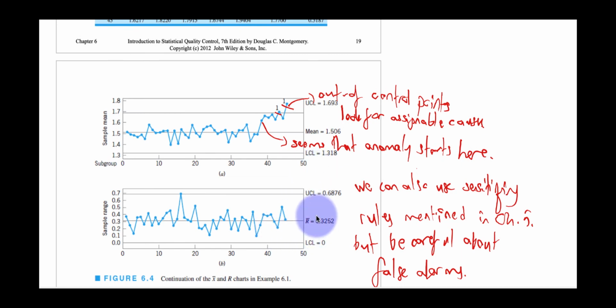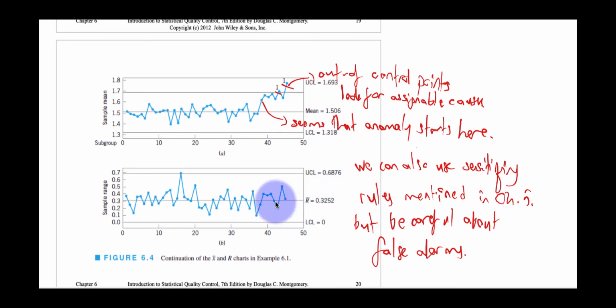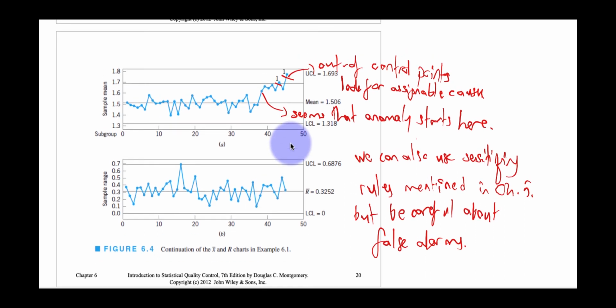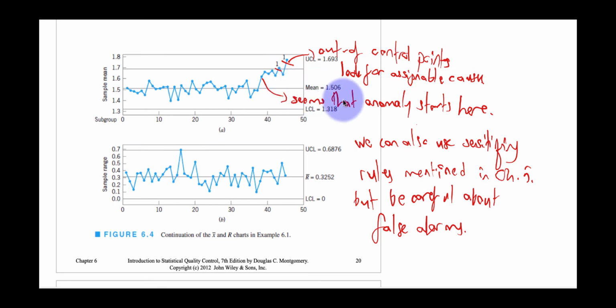But in the R control chart, there is no out of control point, so we need to handle the control charts separately. Even if we do not have any out of control point in the R chart, we have one in the X bar chart, so we need to look for the assignable causes and then eliminate them to make our process in control again. Because it seems that the anomaly starts from this sample, but the detection of the out of control points takes like 5 or 6 samples.